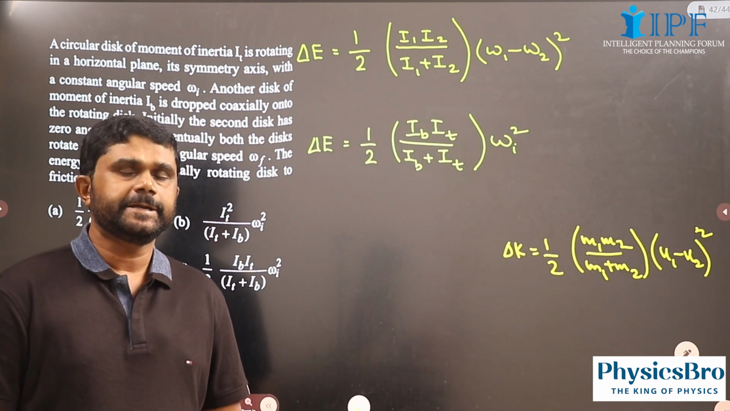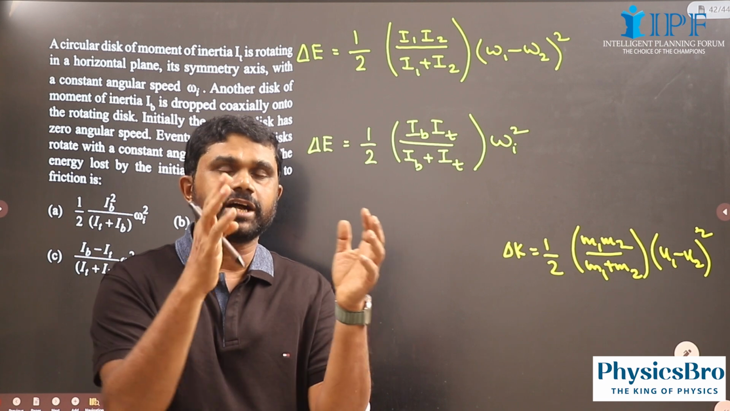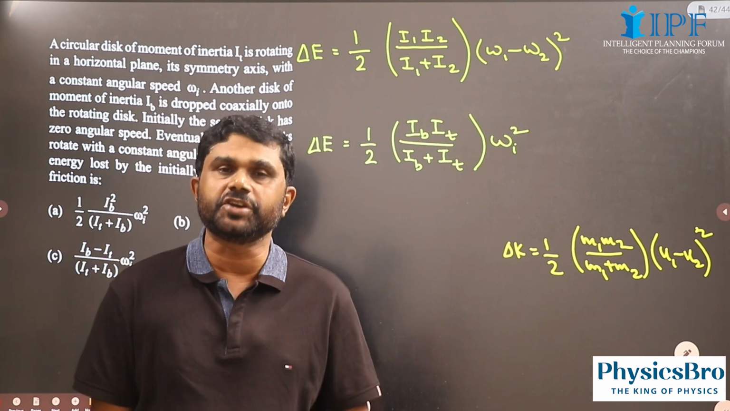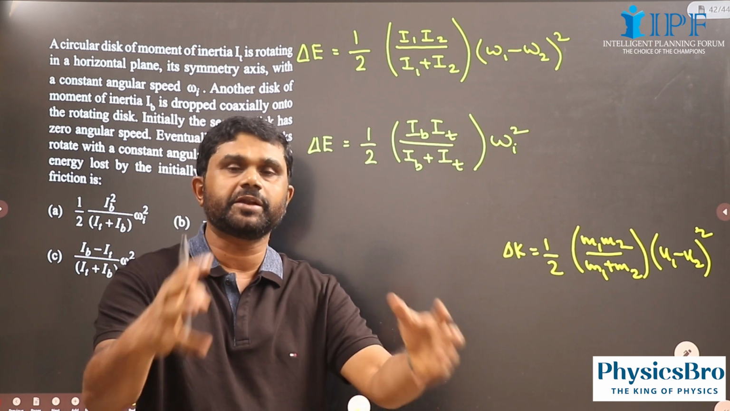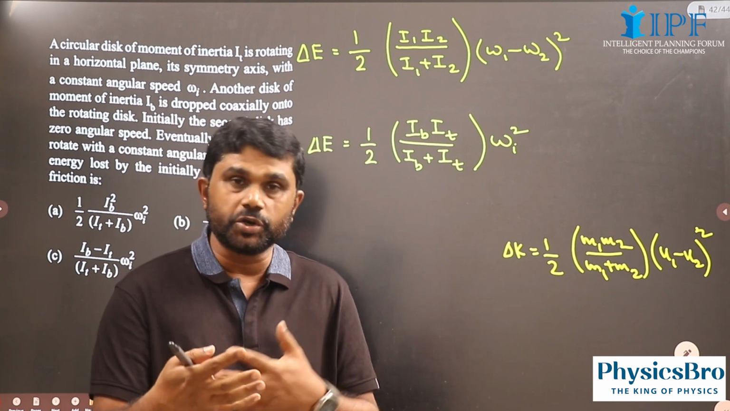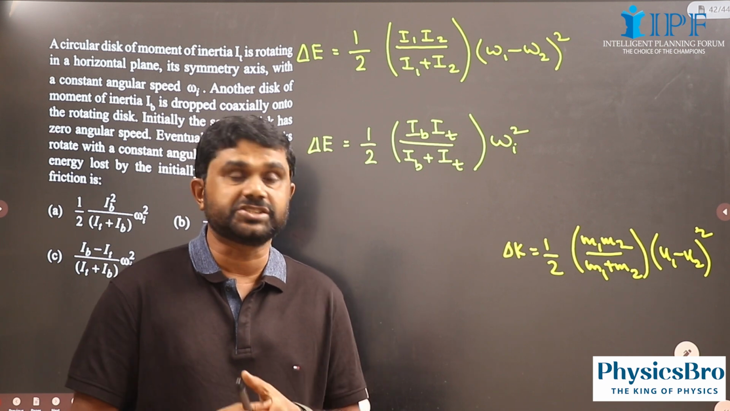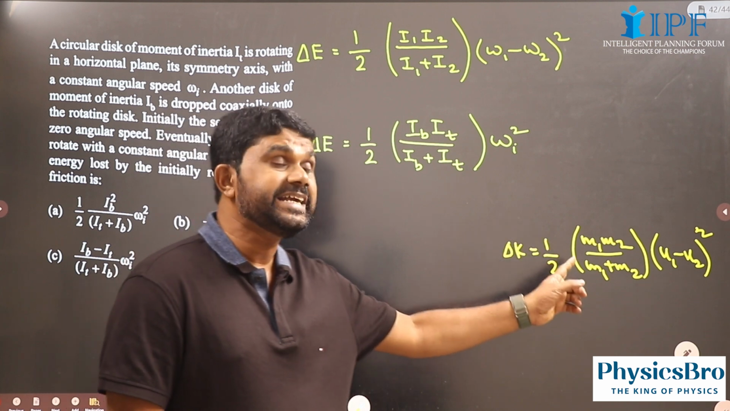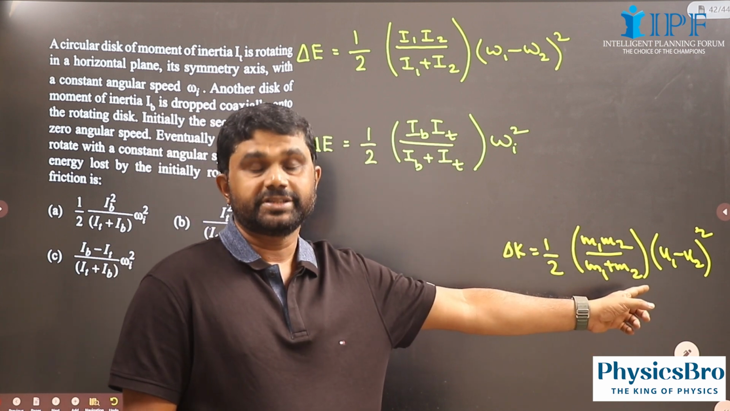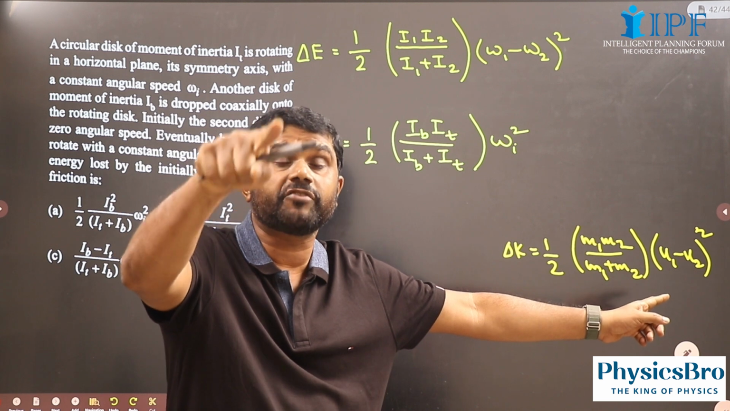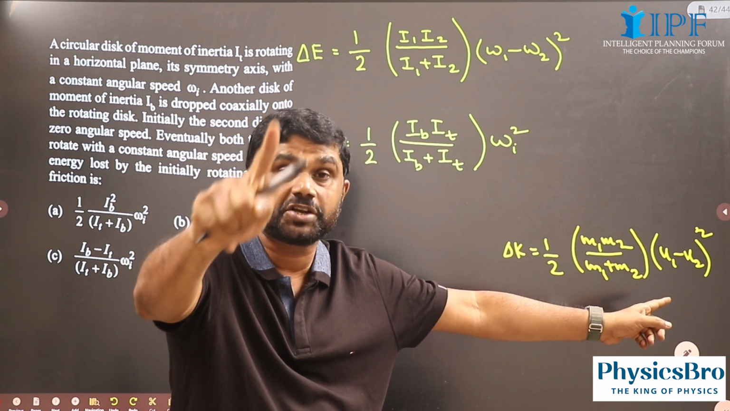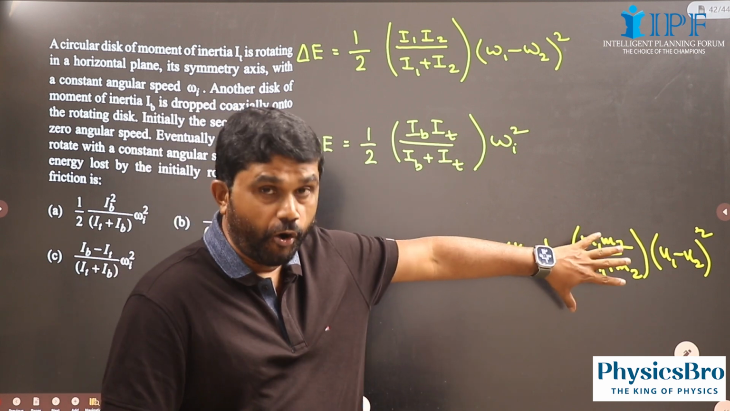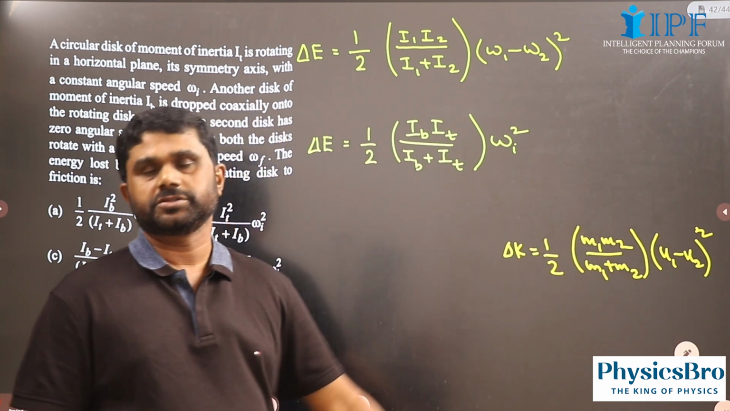Now suppose a capacitor C1 is charged to voltage V1, and another capacitor C2 is charged to voltage V2. These two are connected together in parallel. They will attain a common voltage. The loss of energy, delta U, is half C1 C2 by C1 plus C2, times (V1 minus V2) whole square, where V1 and V2 are not velocities but voltages. This form is very important.